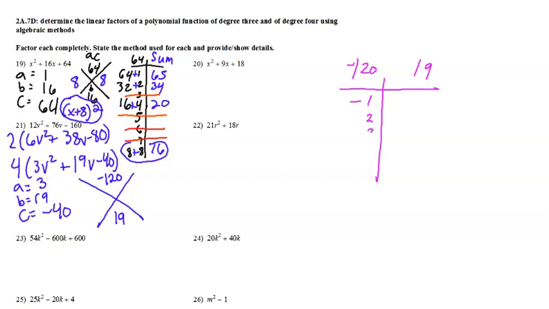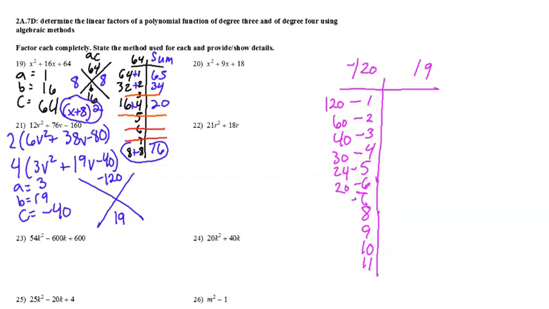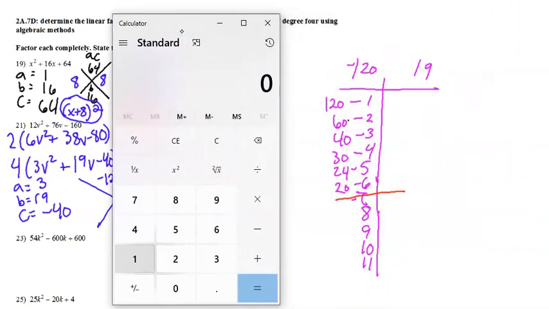So we'll try 1, 2, 3, 4, 5, 6, 7, 8, 9, 10, 11. And if you can find the factors right away, you don't have to write out every single factor. This is just for those that are not sure where to start. So negative 120 divided by negative 1 is 120. 120 divided by 2 is 60. 120 divided by 3 is 40. 120 divided by 4 is 30. 120 divided by 5 is 24. 120 divided by 6 is 20. 120 divided by 7 is a decimal. And you can also put these in the calculator if you're not sure what those quotients are.